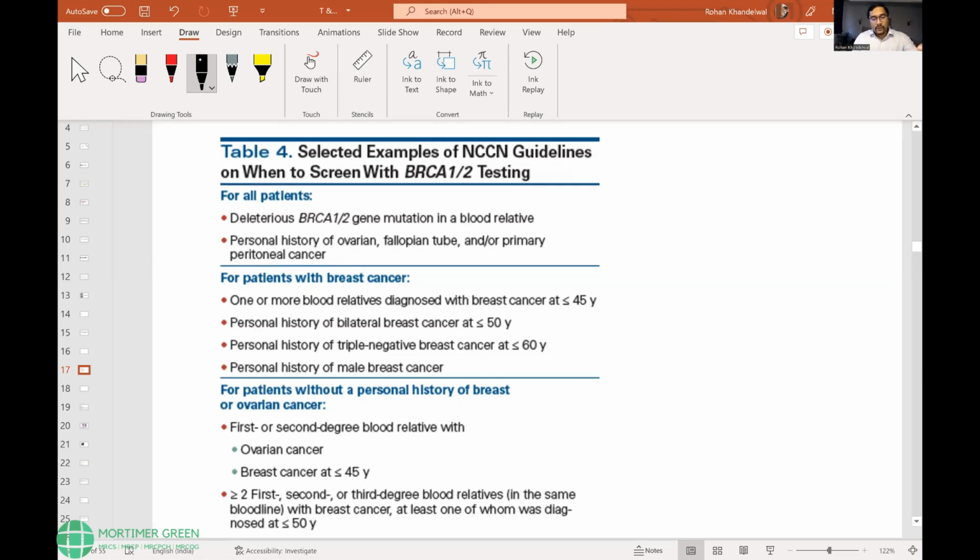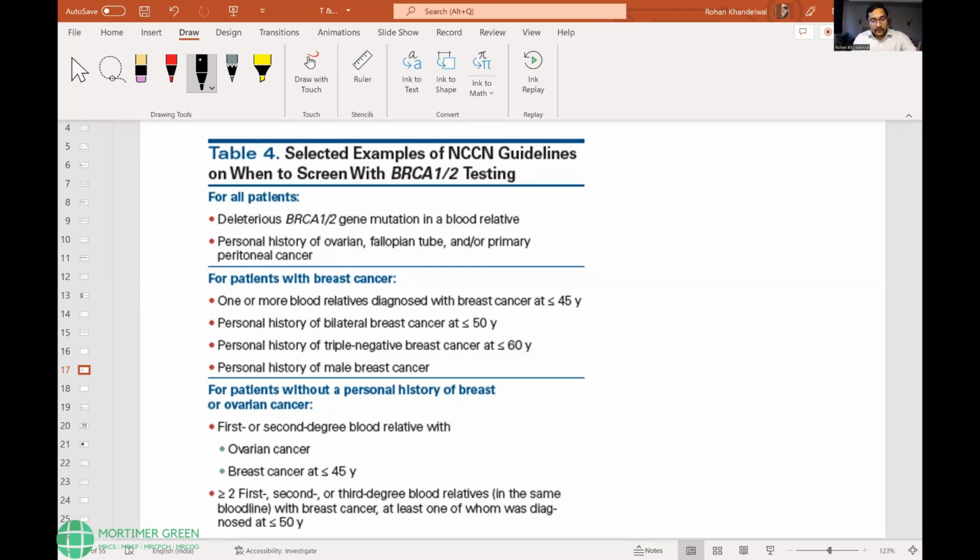BRCA1 or BRCA2 testing would be done if there is a BRCA gene mutation in a blood relative, or if there's personal history of ovarian, fallopian tube, or primary peritoneal cancer. For patients with breast cancer: 1 or more blood relatives diagnosed at less than 45 years of age, personal history of bilateral breast cancer at less than 50, triple negative breast cancer at less than 60 years, and personal history of male breast cancer.